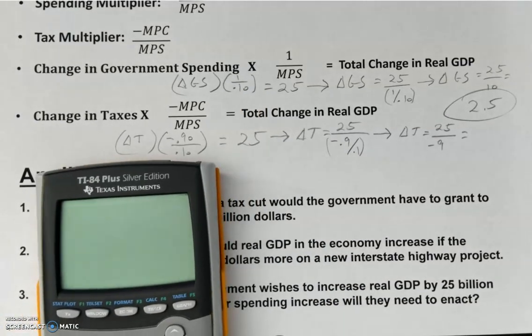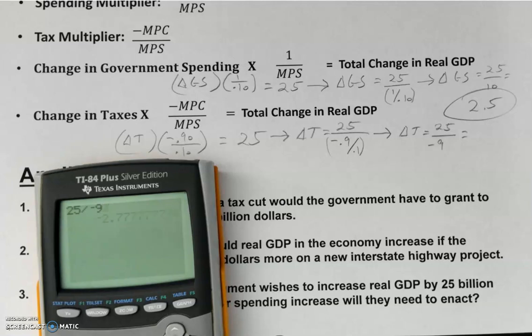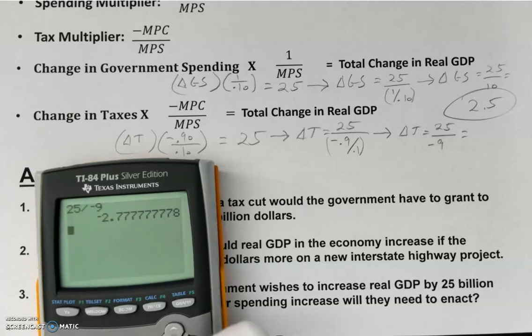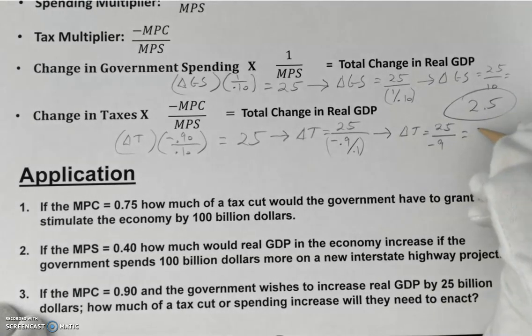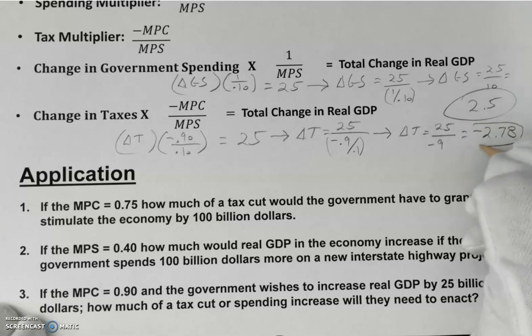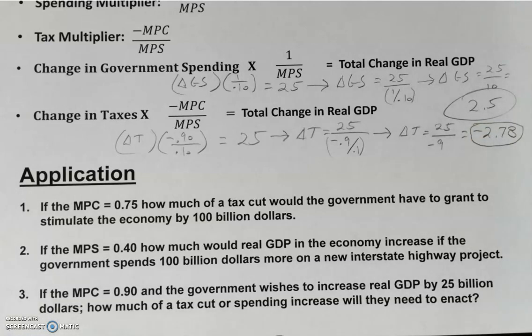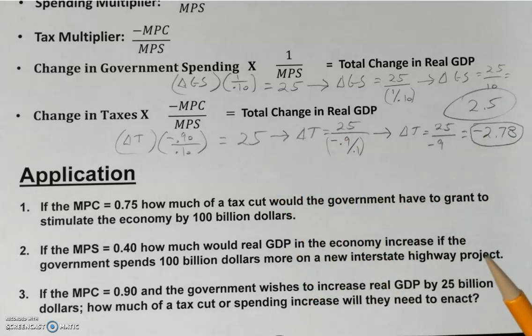we're going to get 25 divided by negative 9, 2.77. I mean, round up to 2.78, which equals negative 2.78. In other words, the government would need to lower taxes by 2.78 billion to get a change in real GDP of positive 25 billion.